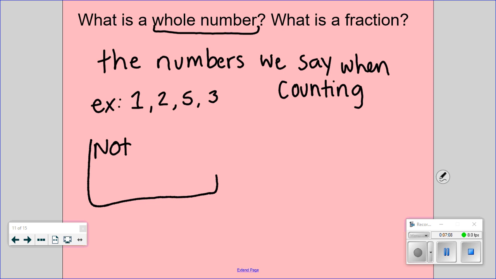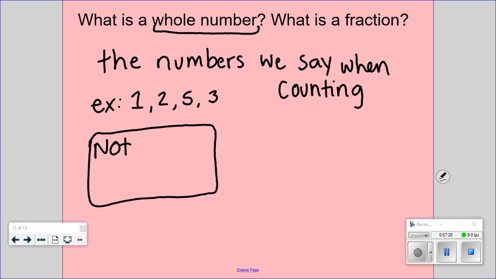This is our not box. I want you to draw a knot and then put a box around it. We're going to put some numbers that are not whole numbers in there. What might be not a whole number? It's a little tricky. Bill, what are you thinking?